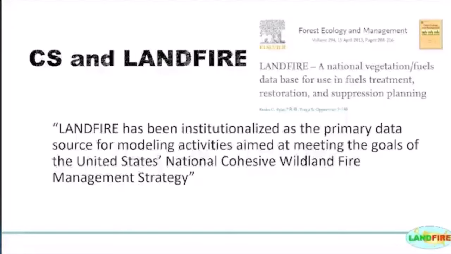About 11 years after that first prototype, this paper came out, which essentially says LANDFIRE has been institutionalized as the primary data source for modeling activities aimed at meeting the goals of the Cohesive Strategy. And I think being institutionalized can have its pros and cons, right? It's obviously used widely in a lot of ways, and I'll talk about that in a minute. But I think it also makes it harder to maintain and improve. It's almost like prescribed fire, right? You want to get it out there, but then you want to maintain and improve it as well.